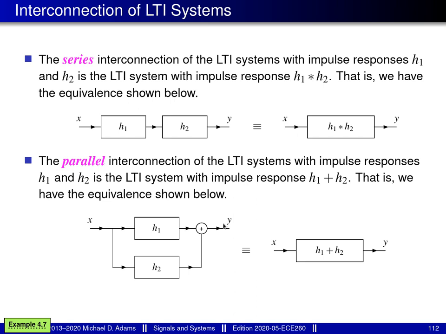And it turns out that the impulse response of this system overall is simply the sum of h1 and h2. In other words, this system over here on the left behaves as if it's a single LTI system where the impulse response is h1 plus h2. So another way to look at what this equivalence is saying is when we connect LTI systems in parallel, their impulse responses add.